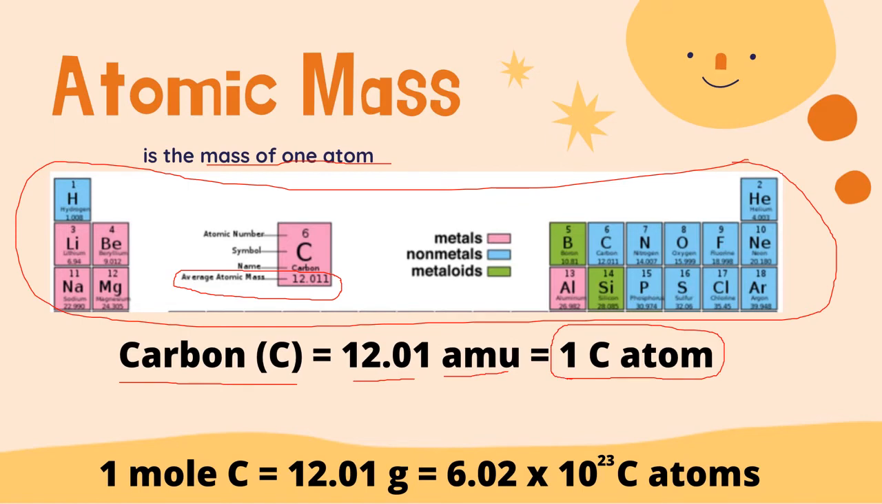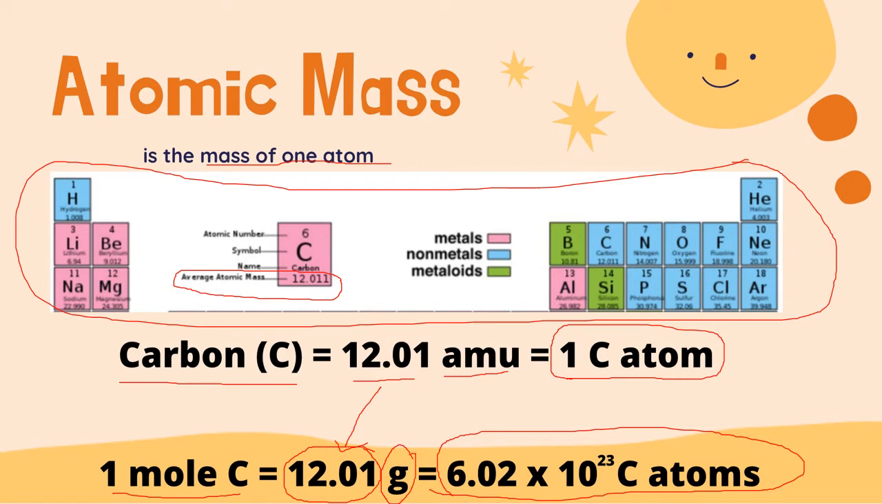Now, if we have 1 mole of carbon having 6.02 times 10 to the 23 carbon atoms, then the mass of that number of carbon atoms will be equal in figure with the atomic mass, that is 12.01, but the unit is in grams.